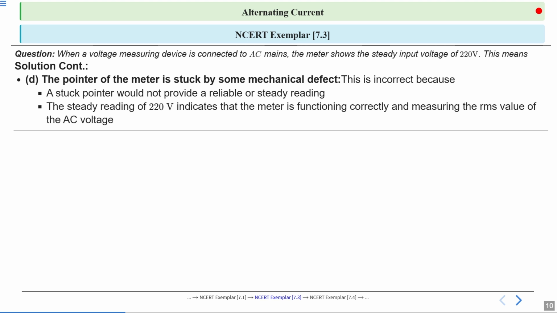So what is the correct option? C. This voltage measuring device, which is measuring AC mains, is calibrated to read the RMS value of voltage. Okay.